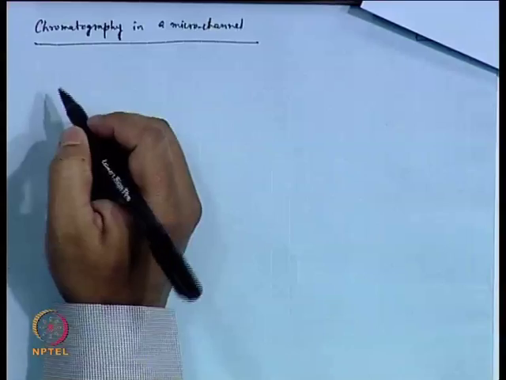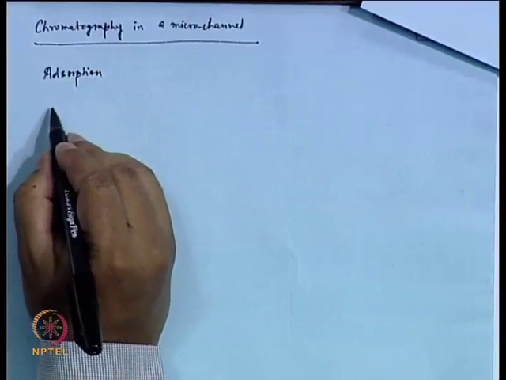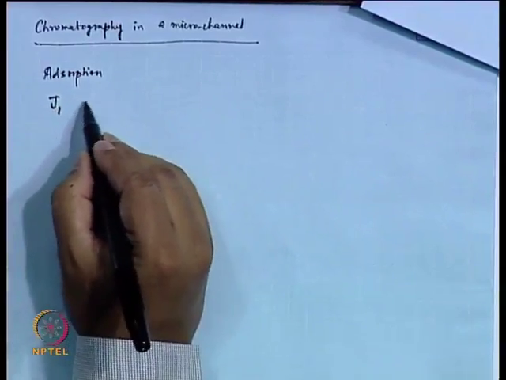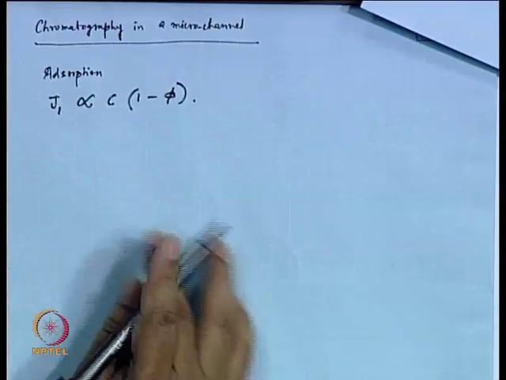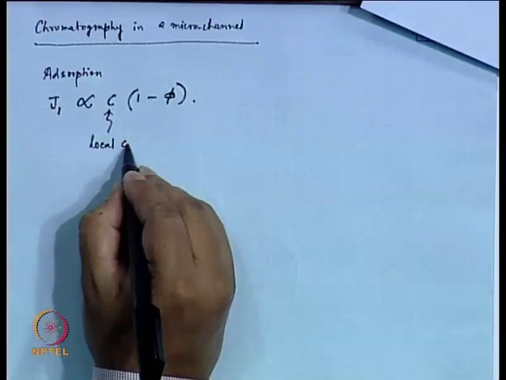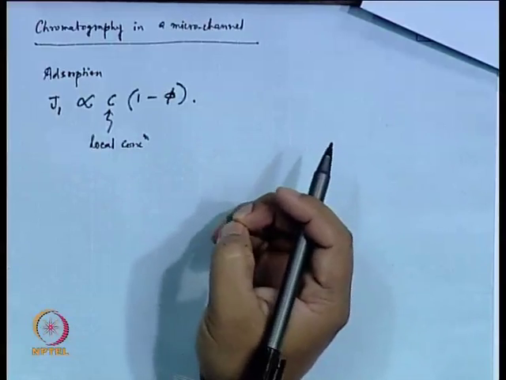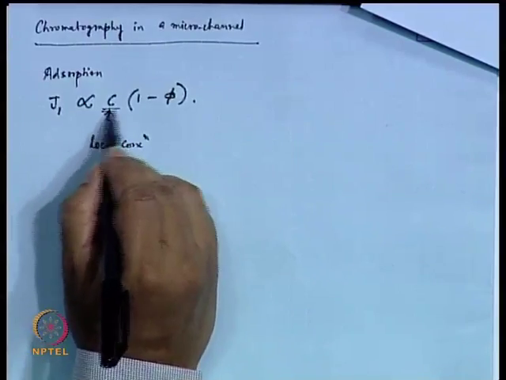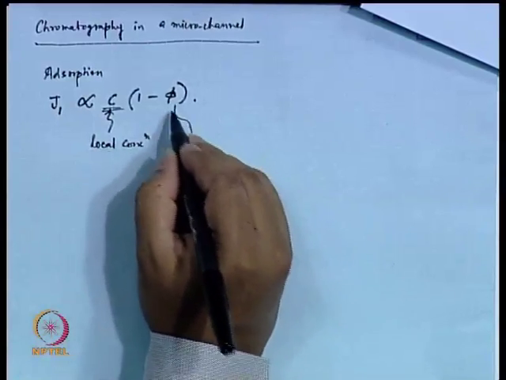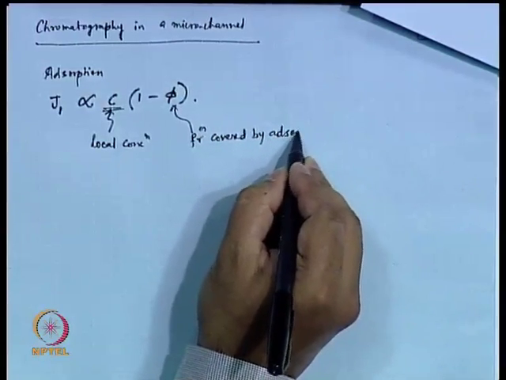What I mean by this is that in the case of adsorption, the flux of molecules moving from the gas phase to the solid phase is given as J1, which is proportional to C into (1 minus phi). What is C? C is the local concentration of that particular solute. If you are injecting the gas phase into this microchannel, then the local concentration of component A in the gas phase is what is referred to as C. And what is phi? This phi is the fraction covered by the adsorbed monolayer.